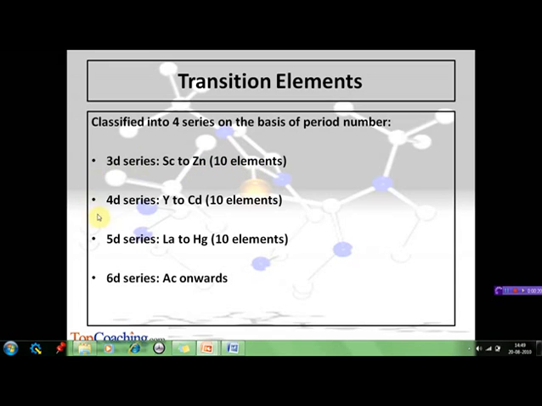The second series is the 4d series, which starts from yttrium and ends at cadmium. This series also has 10 elements. The third series is the 5d series, which starts from lanthanum and continues to mercury. This series also has 10 elements in it. The fourth series is the 6d series, which consists of elements from actinium onwards. This series is incomplete as more elements are being discovered, and we must note that the elements after actinium are synthetic.